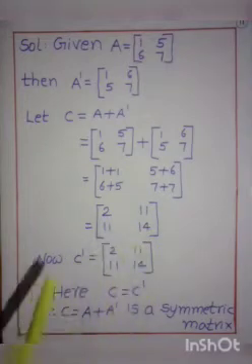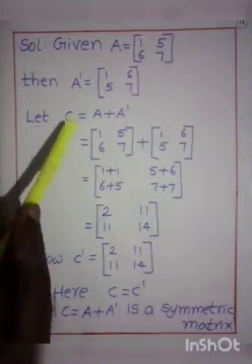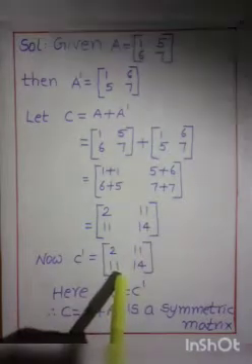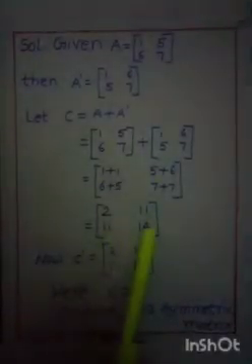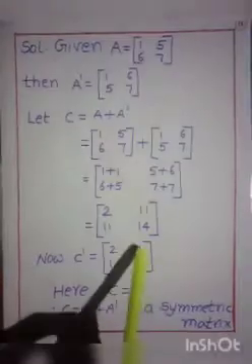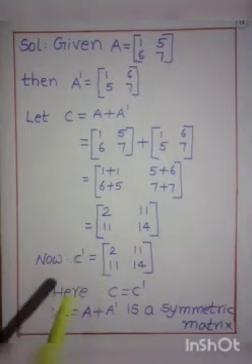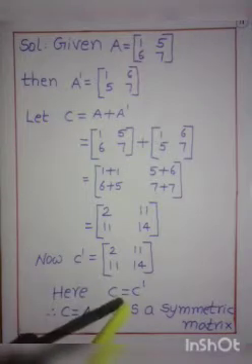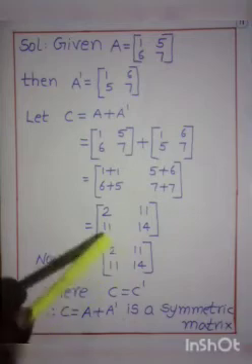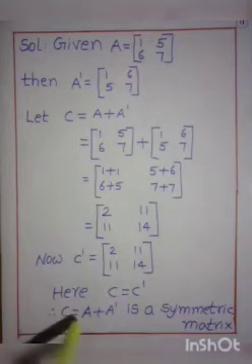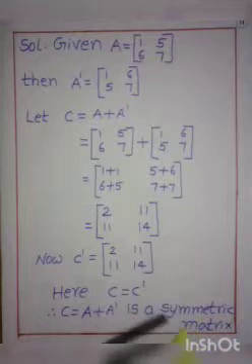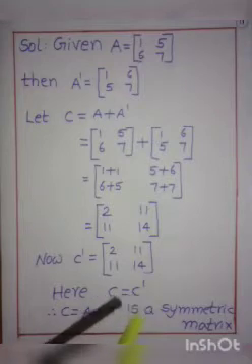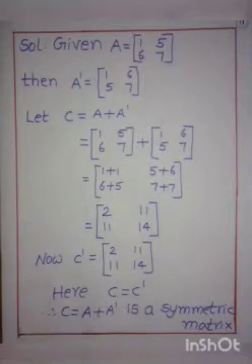Right. Now let us find its transpose. C dash is equal to 2, 11. We write this first row as the first column. Second row 11, 14. We write this second row as the second column. Here, if you observe, C is equal to C dash. These two matrices are equal. Therefore, C, which is A plus A dash, is a symmetric matrix. Do you remember the definition of symmetric matrix? If A transpose is equal to A, then matrix A is said to be a symmetric matrix.